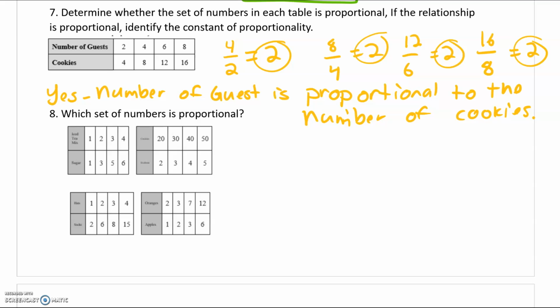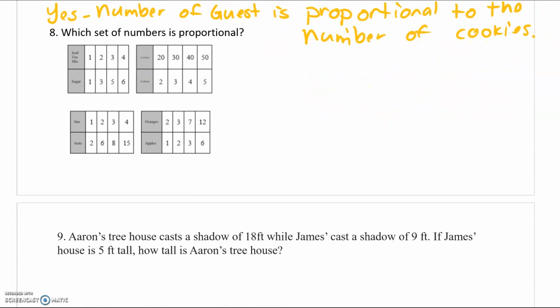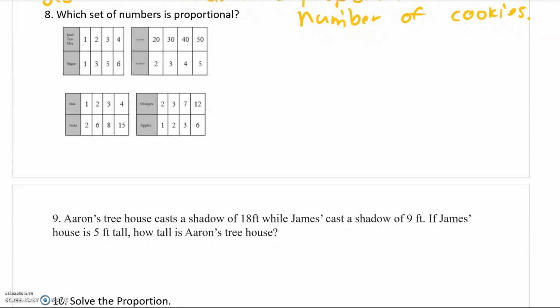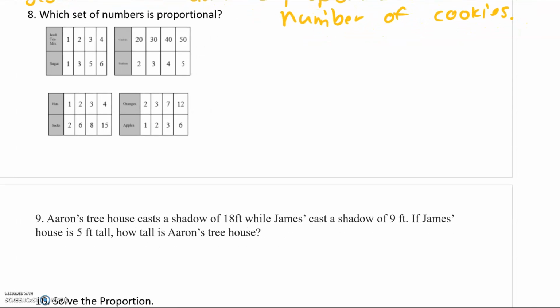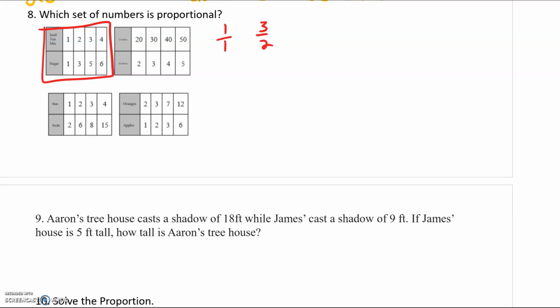All right, question number 8 is giving us multiple different tables, and we want to know which set of numbers is proportional. So you can think of this one as kind of a multiple choice question. So we just set up fractions for each one and check. So we'll start with the first one. I'm going to put red around it so we remember this is our red one. So we got 1 over 1, 3 over 2, 5 over 3, and then 6 over 4.